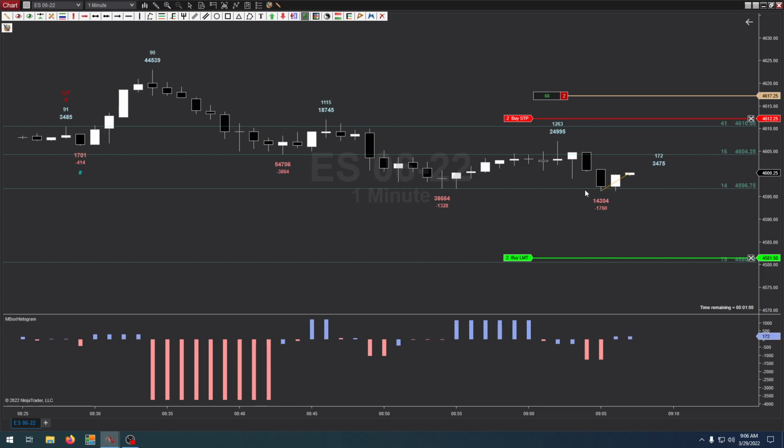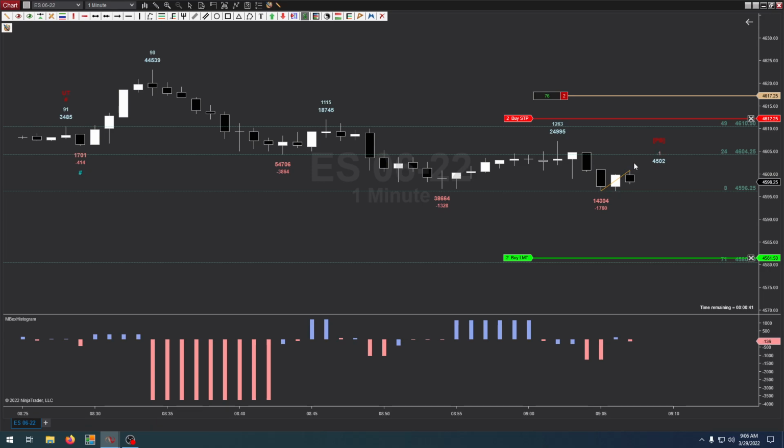Haven't closed below this level. Now this is the low we need to go after right there. Swing low. This right here tells me we may be looking to roll back up. Trend pullback short.